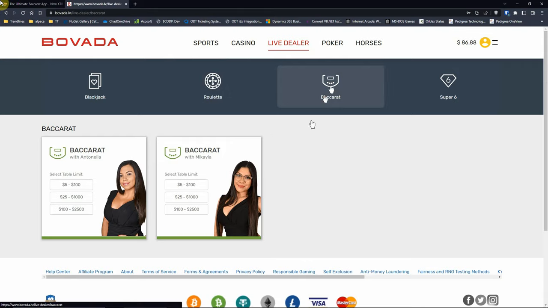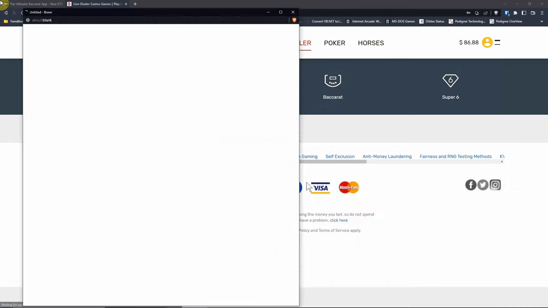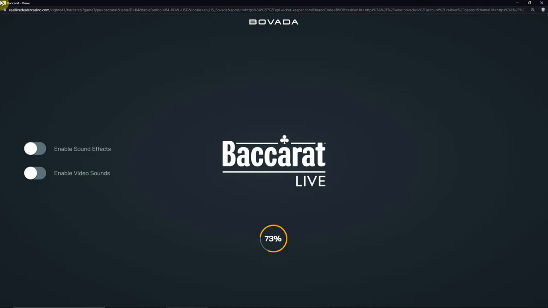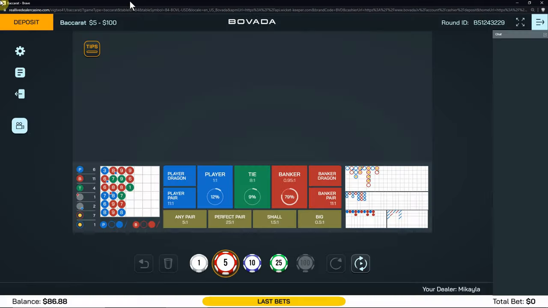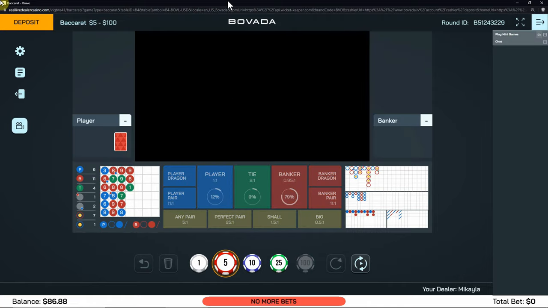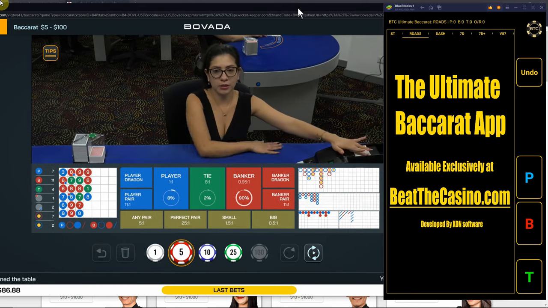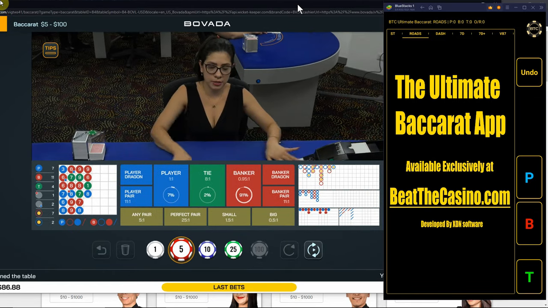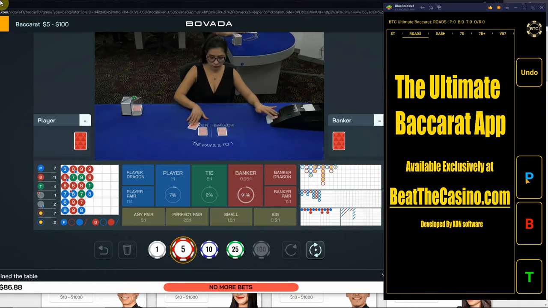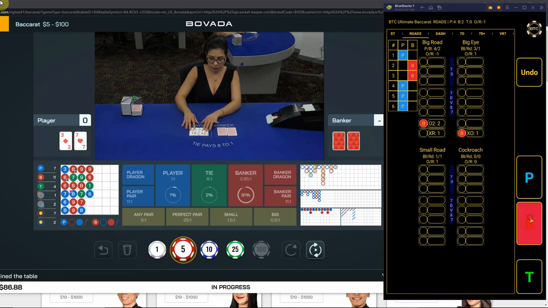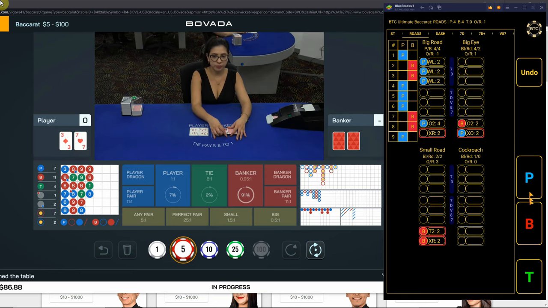So just logging on Bovada here. We'll bring up one of these tables. See if it's in a good position to join the game. Oh yeah, that'll work out nice. Shrink it just a little bit. There we go. Okay. So let's go ahead and plug these in. We've got a player, bank, bank, player, player, player, bank, bank, player, five banks.